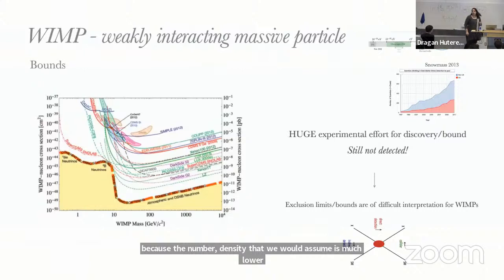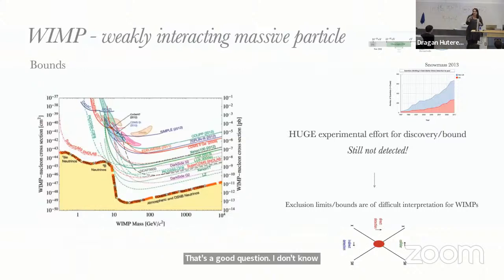That's a good question. I don't know. We have experimentalists here. Do you know? You're experimentalists in dark matter, right? I think it is due to the number density. If you keep the mass of the halo constant and you increase the mass of the individual particles, the number density goes down. And you see that lower rate. Makes sense. Great.